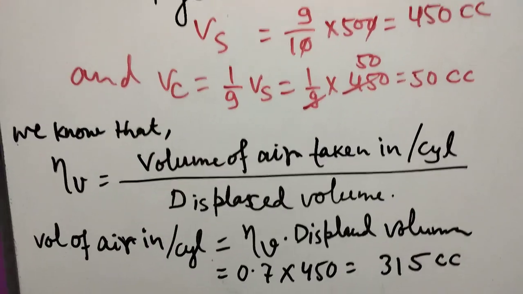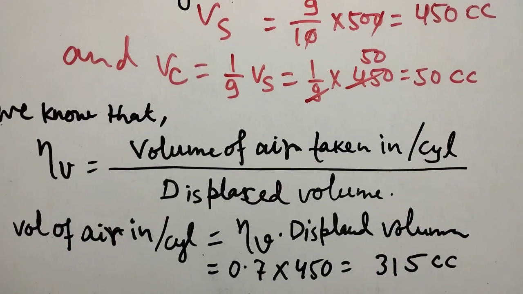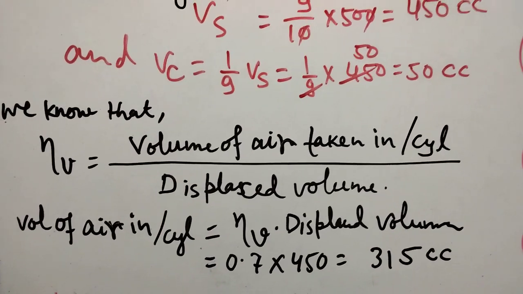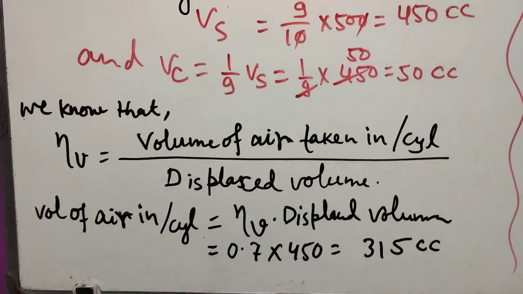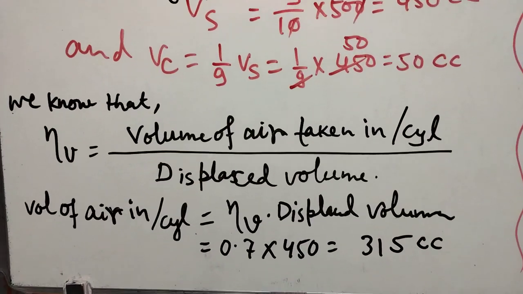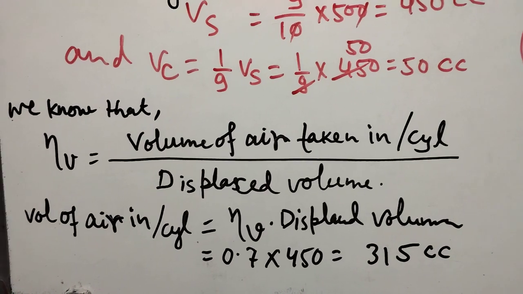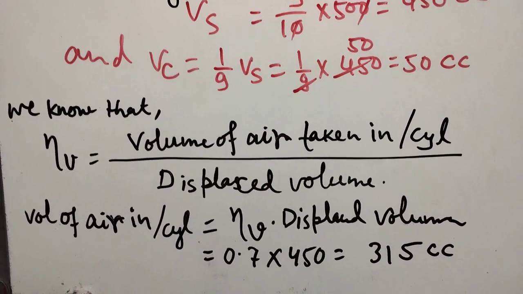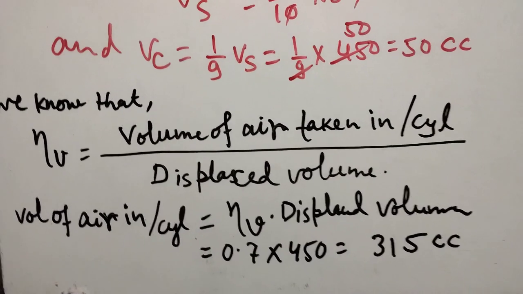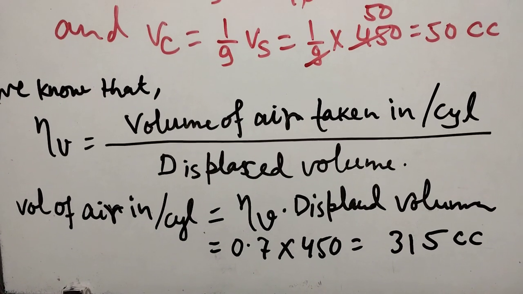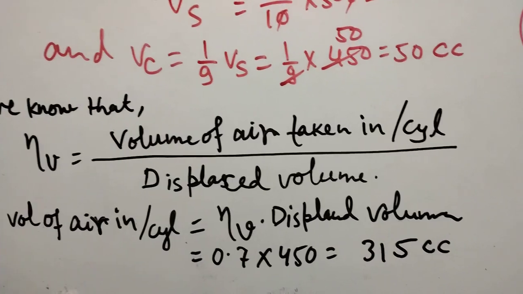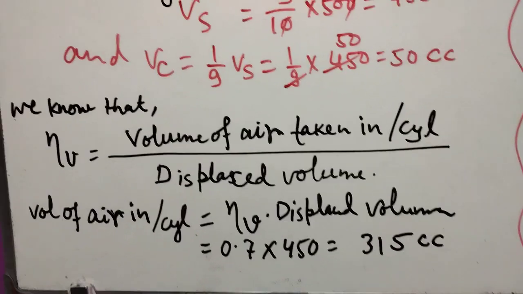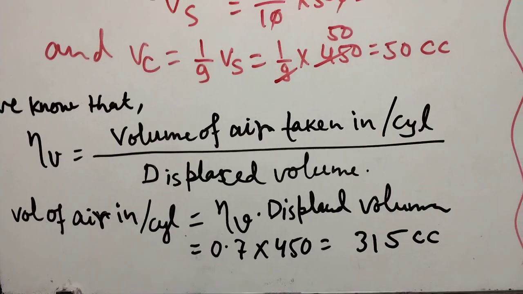We note the volumetric efficiency equals the volume of air taken inside per cylinder divided by the displacement volume, which is the swept volume, Vs. Now we find the volume of air per cylinder equal to volumetric efficiency multiplied by displacement volume. This value is 315 cc.